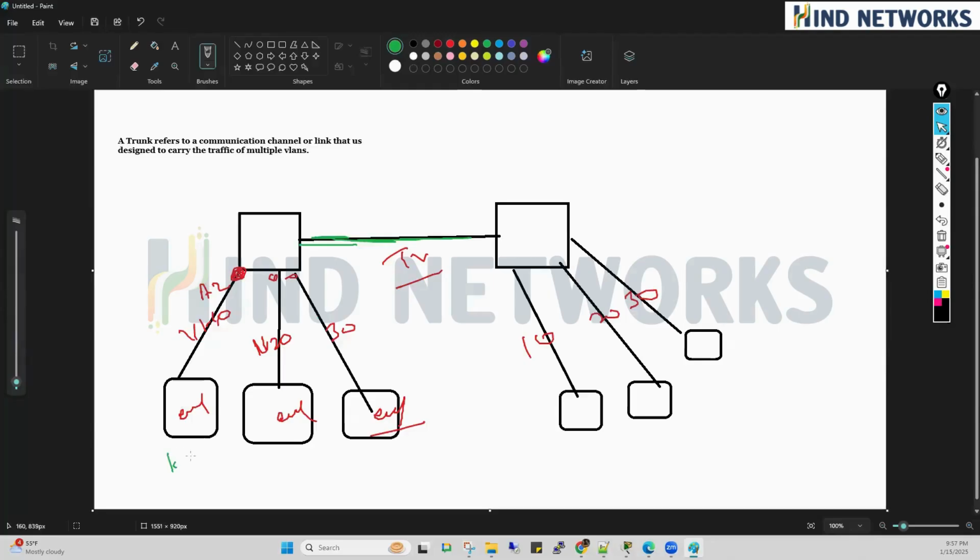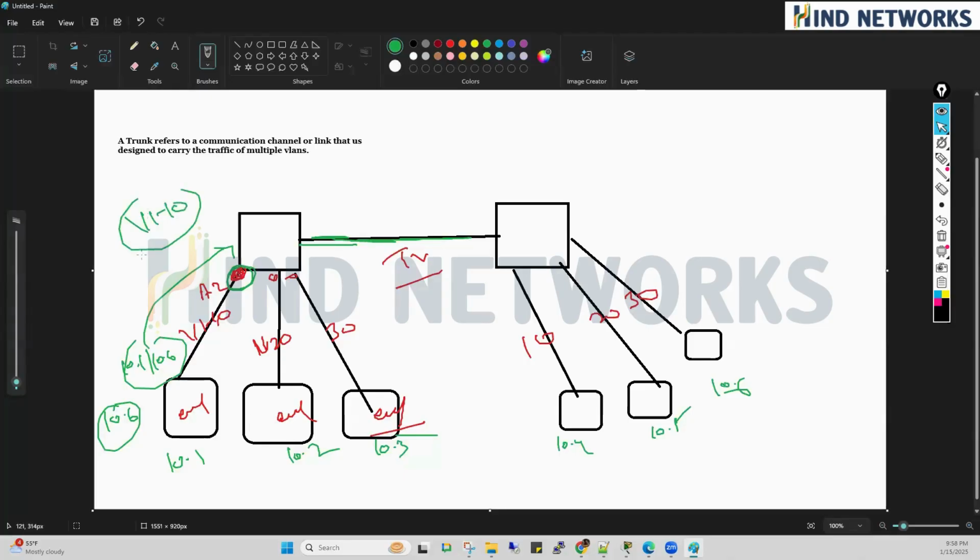Right? For example, here 10.1, 10.2, 10.3, 10.4, 10.5 and 10.6. For example, here you are pinging from 10.1 to 10.6. Clear? This PC sends the packet, source IP address is 10.1, destination is 10.6. Packet reaches the switch. What will the switch do? The switch checks, I am receiving this packet on this interface, and this interface is part of VLAN number 10. It means I need to forward this packet through all the interfaces that are part of VLAN number 10. That is the default behavior of the switch.